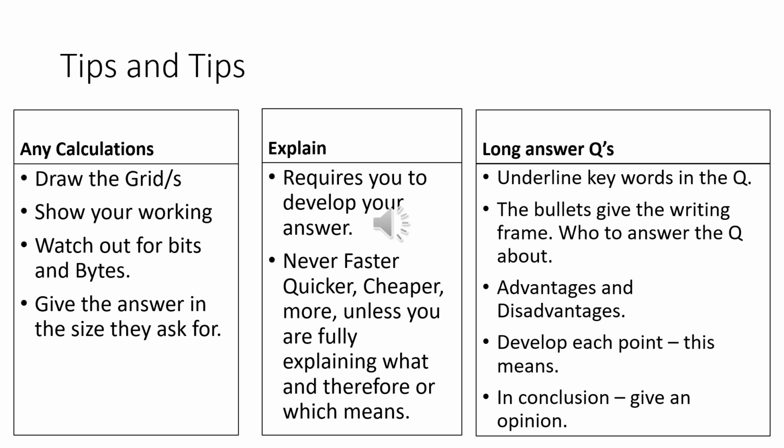And then when it comes to the long answer questions, when you read the question, underline the keywords. What is the question about? Then the bullets will give you the writing frame as to what you need to answer the question about. And then you should have a paragraph with an advantage and a disadvantage, maybe even a little conclusion which is bigger or worse. Link it to a second part. Develop each point fully with a this means. And if necessary, have an in conclusion. Give an opinion. That's really important.